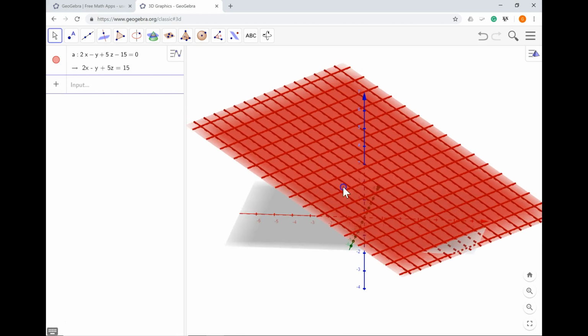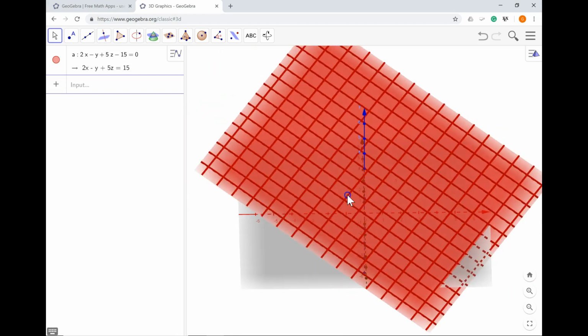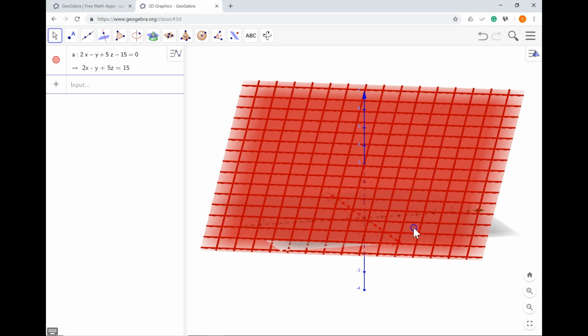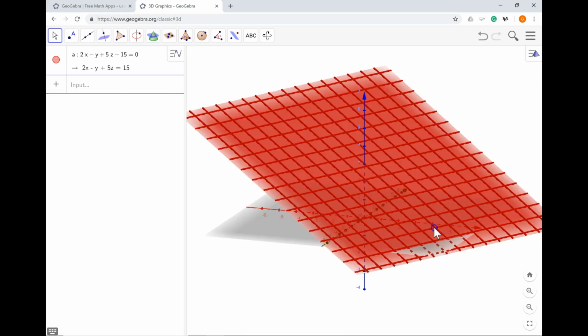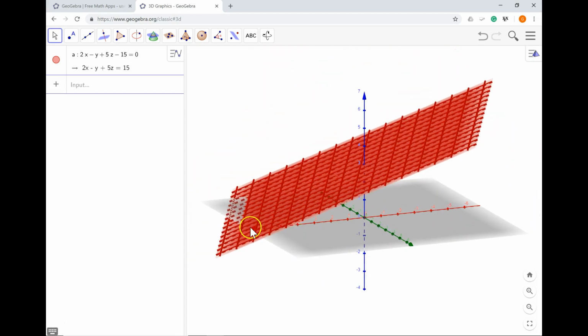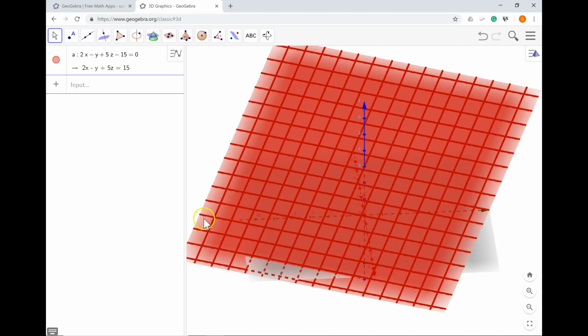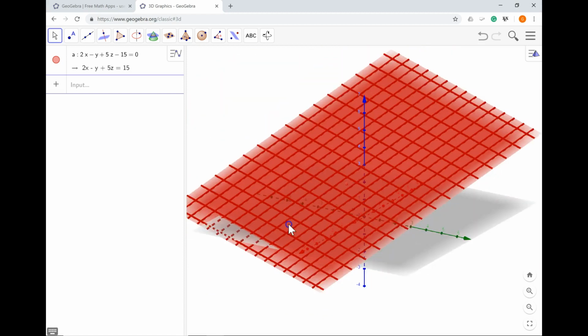We can kind of shift this around. We can see that this actually does intersect the z-axis right up in here. If we were to zoom out, we could see that it intersects. Looks like this is the x-axis down here. And looks like it would probably intersect the y-axis somewhere back in this particular region. But here's our plane.